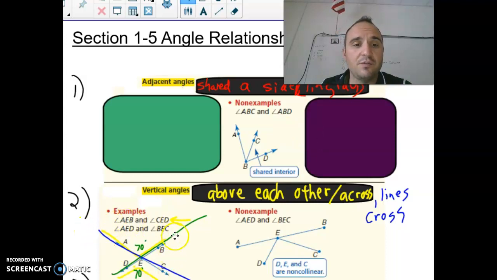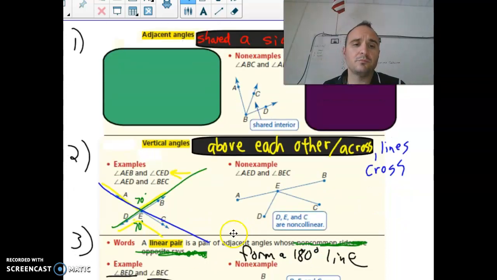So AC crosses BD, making angle AEB vertical to DEC. Also, a cool fun fact is there's a second pair of vertical angles, which is AED and BEC. These are not vertical, they don't go straight across.